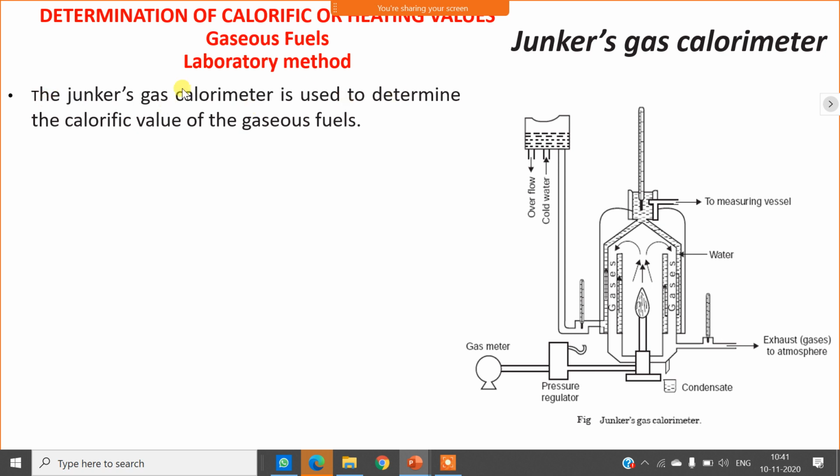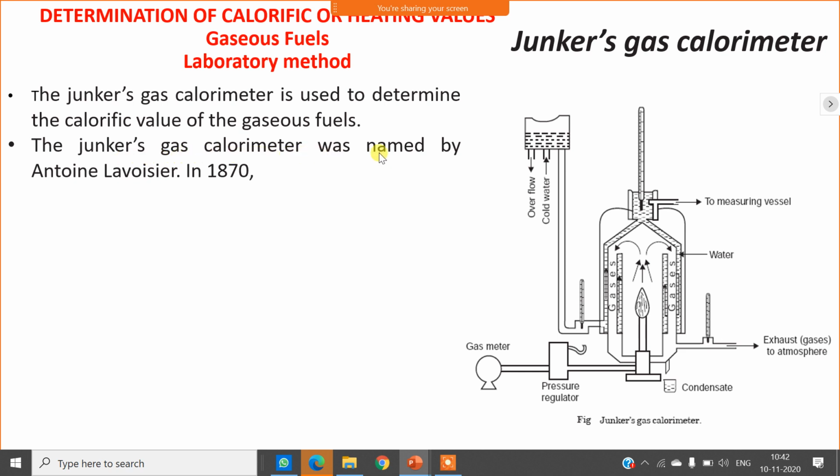Look at the theory part. The Junkers gas calorimeter is used to determine the calorific value of gaseous fuel only. To determine the calorific value of liquid and solid fuel, we use the bomb calorimeter. That is the difference between Junkers and bomb calorimeter. If you get a question like difference between Junkers gas calorimeter and bomb calorimeter, you should know that Junkers gas calorimeter itself represents that it is for gas, and bomb calorimeter is for liquid and solid fuels.